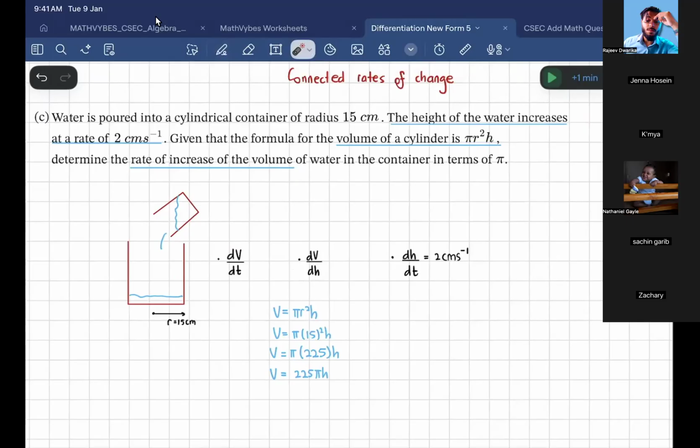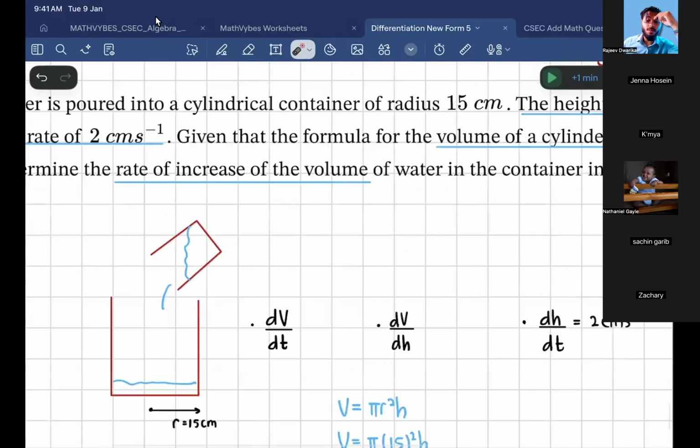Tell me, Jenna, which one is that? The question is asking us to determine the rate of increase of the volume. Which rate of change is that? Is that dV/dt? Is that dV/dh? I would say dV/dt. Exactly.